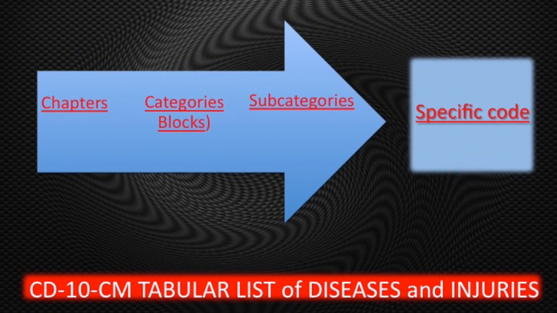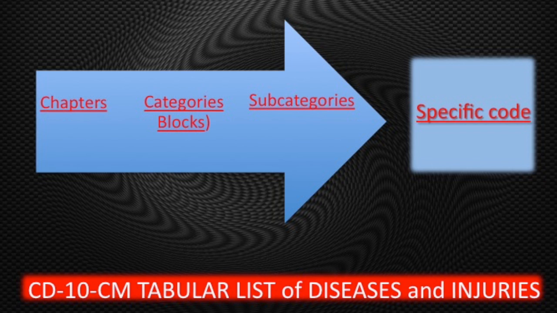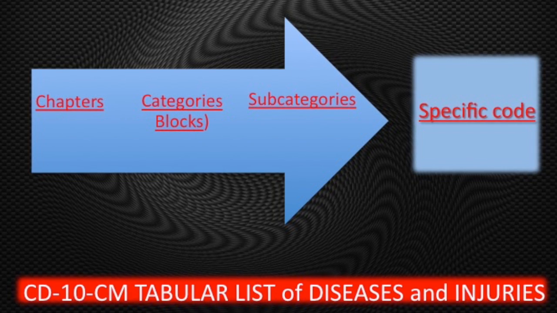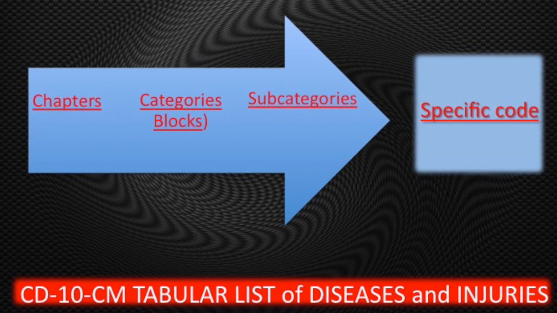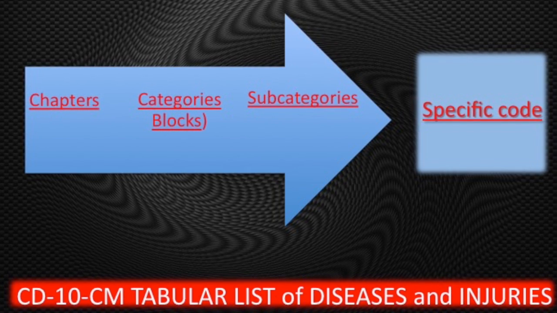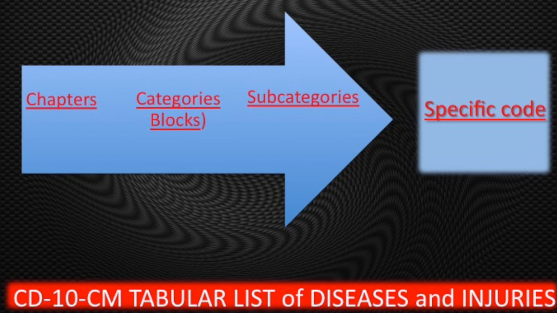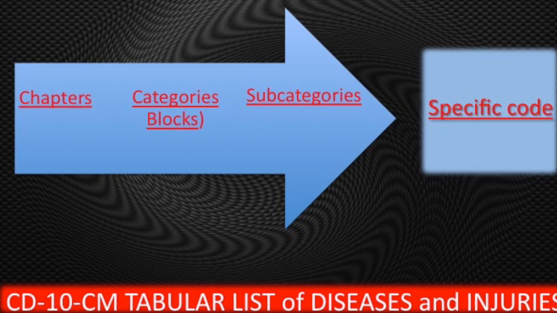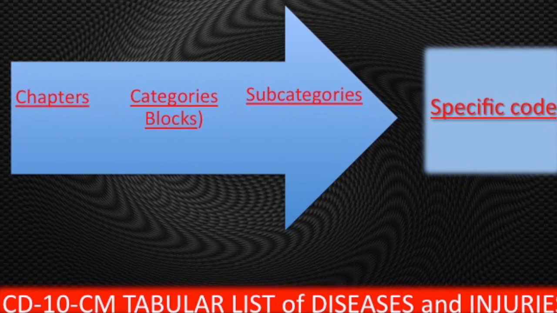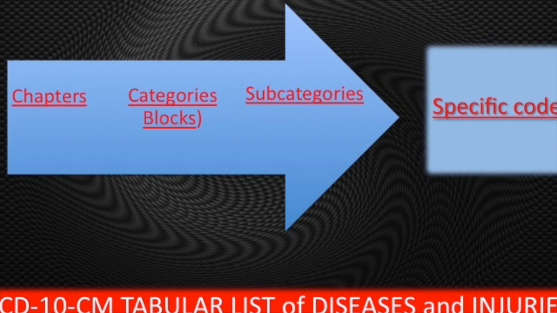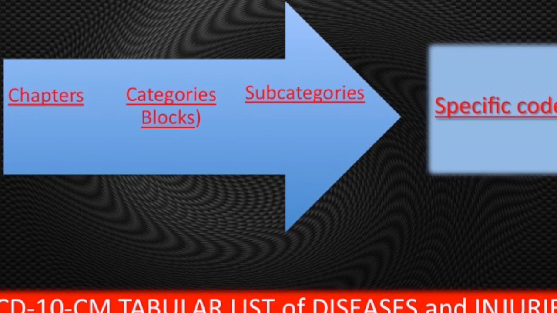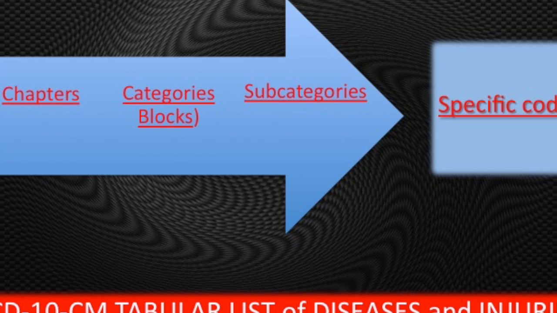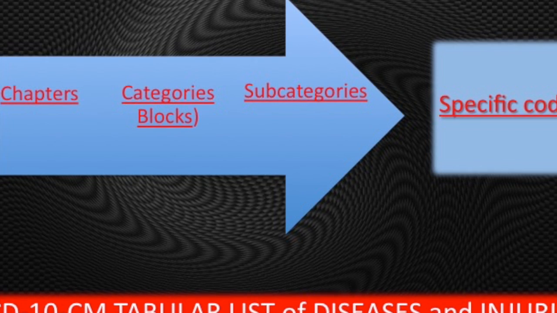So to simplify everything that we just discussed and pull it all together, in the tabular list, you'll go to the chapter, which for chiropractors will be chapter 13 or chapter 19. And then in the chapters, you'll find the blocks or the categories. And these are the specific conditions. So you'll go to the specific conditions, and underneath that, you'll see the subcategories or the subclassifications. And that's where you'll find the specific code that you need to use to code that diagnosis.